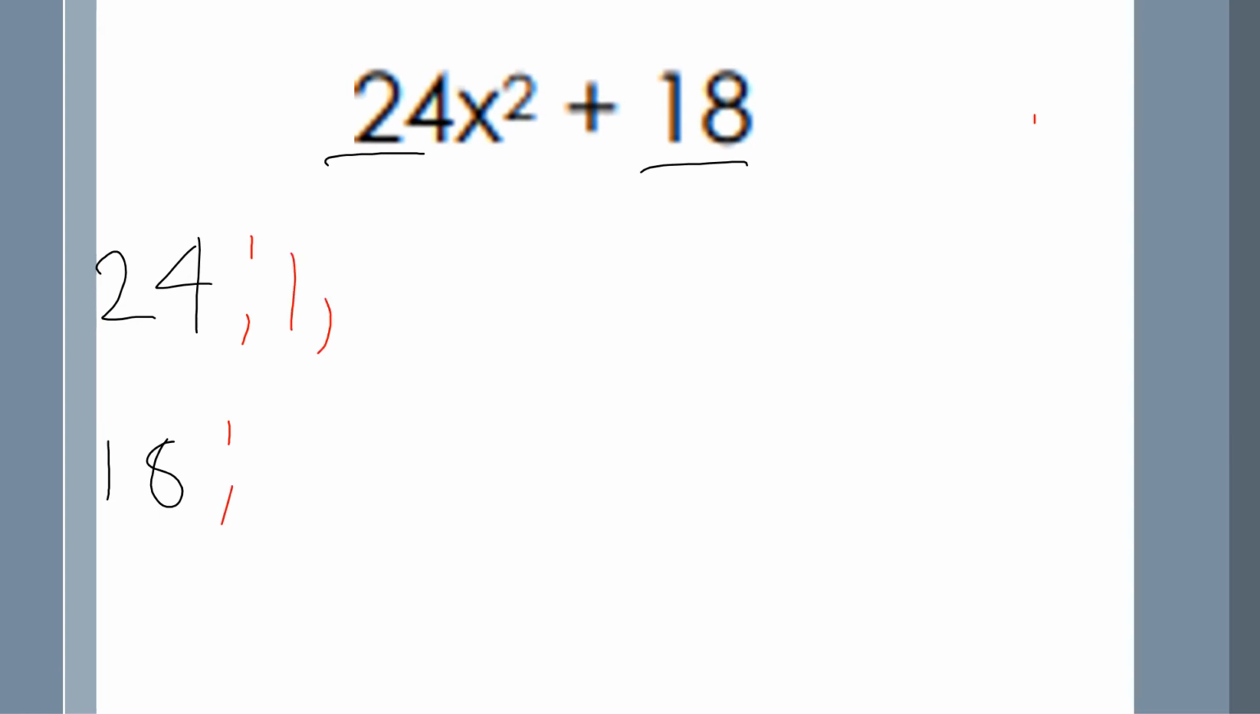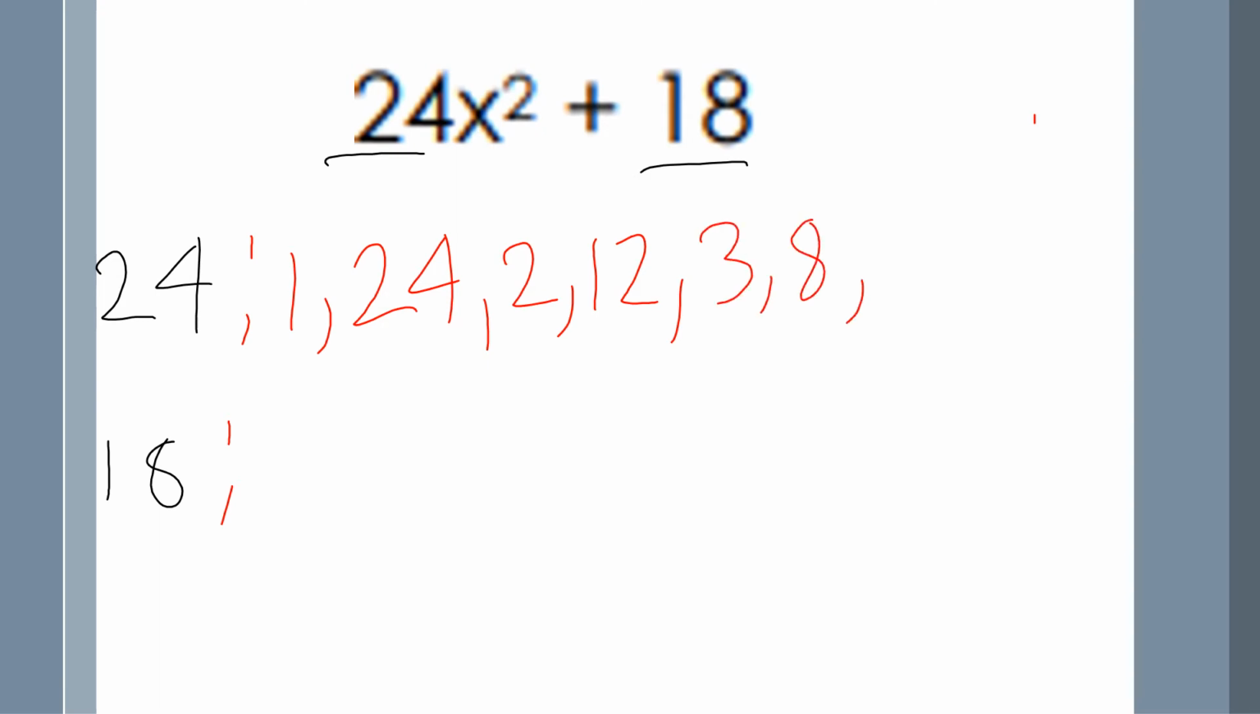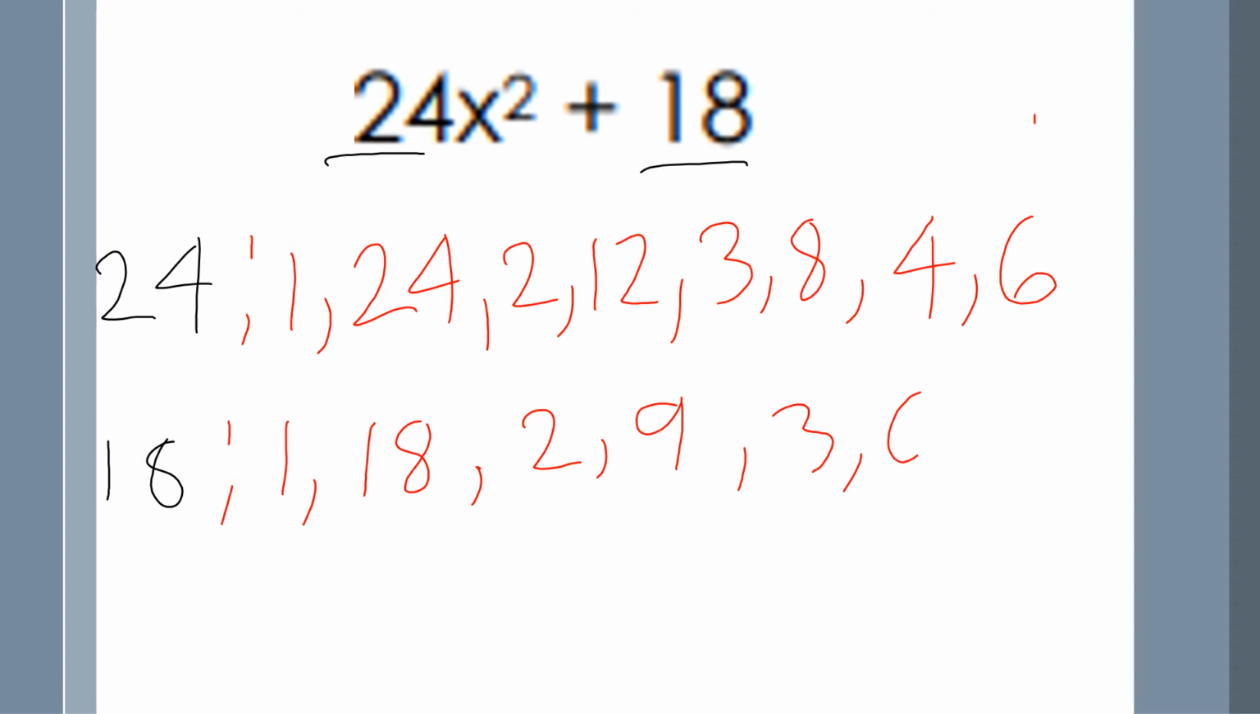1 times 24 is a factor. 2 times 12 is a factor. 3 times 8 is a factor. And 4 times 6 is also a factor. Let's do 18. 1 times 18 is a factor. 2 times 9 is another factor. And 3 times 6 is another factor.